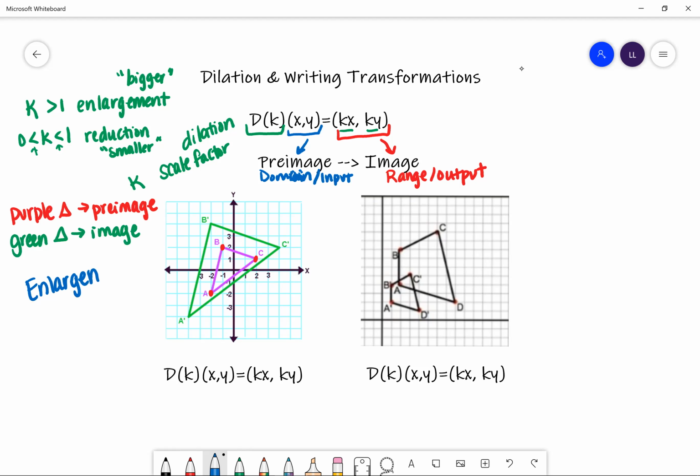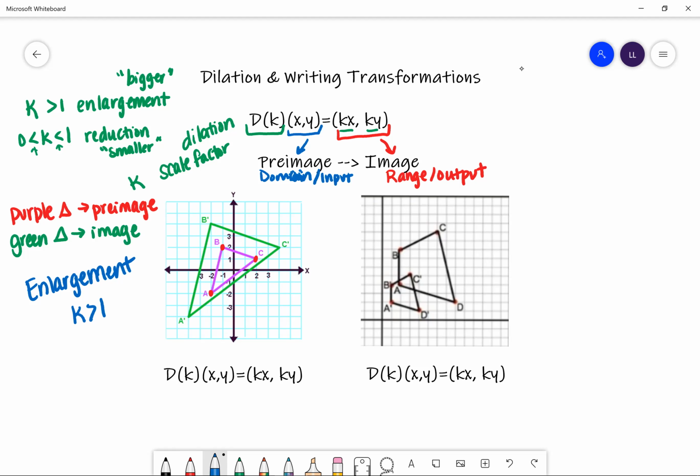We went from big to small. Excuse me, we went from small to big. Sorry, it's an enlargement. We went from small to big. That means that my K is greater than 1. So we just have to figure out what K is, but we know that it's bigger than 1. The way we can figure out what K is, is to look at the coordinates.